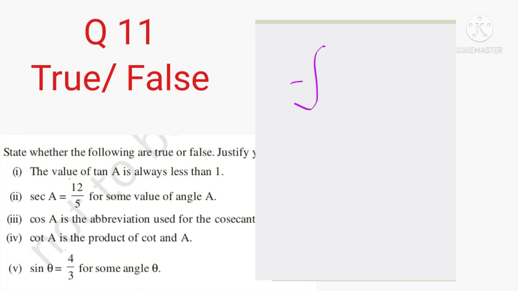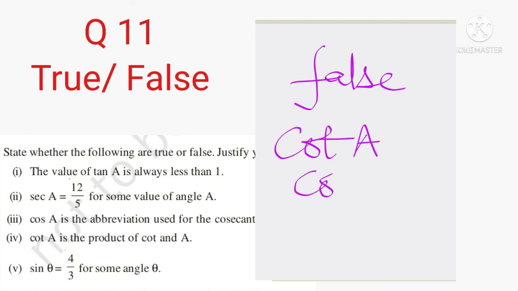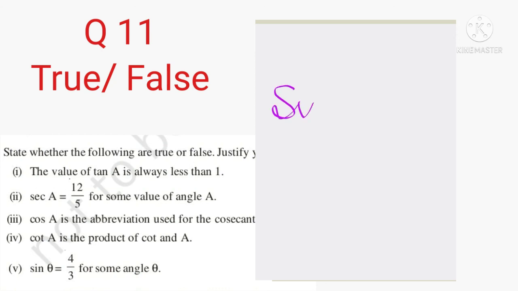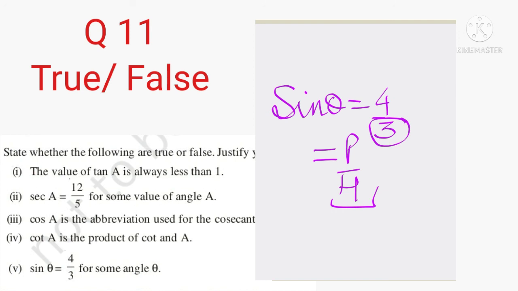The fourth part is again false as it says cot A is the product of cot and A. No, it's a big no, because cot A is a single term. It is not a product of cot and A. The last one says sine theta is equal to 4 by 3 for some angle theta. Let us see if it's true or false. The formula for sine theta is P upon H, where P is the perpendicular and H is the hypotenuse. Now the hypotenuse cannot be smaller than 4. Here 3 is smaller than 4. Hence this statement is false.